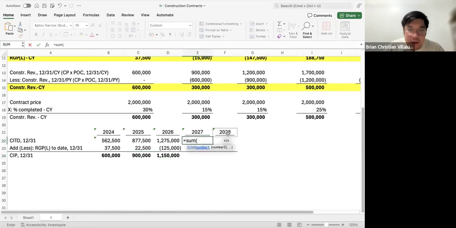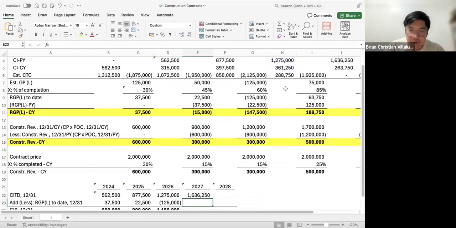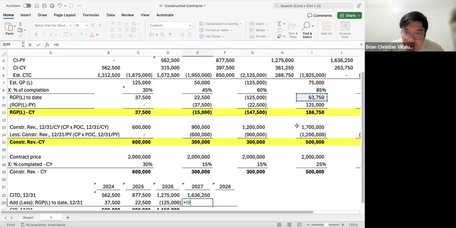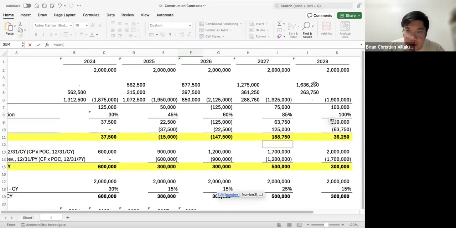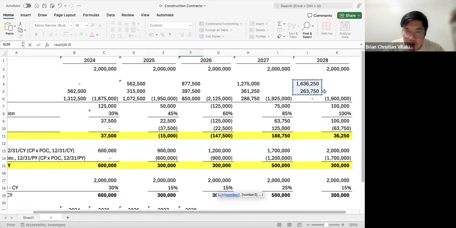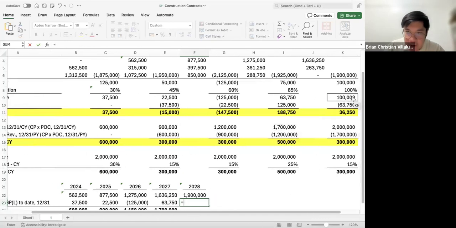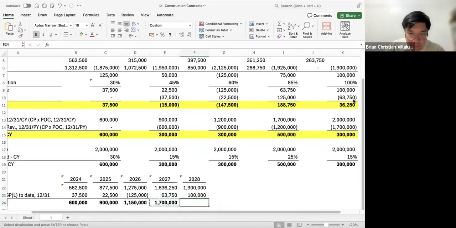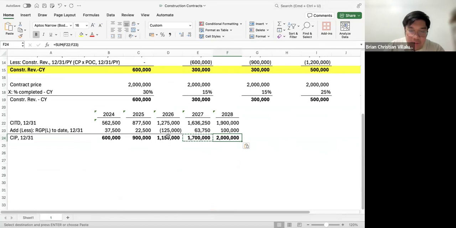Cost incurred to date December 31, 2027. Yan. Ganun lang, di ba? 63,750. You get 1.7 million. And finally, for 2028, CIPY plus CICY, 2028, then RGP or loss to date, 100,000. Okay? Yan. So, ganyan yung manner ng computation ng ating CIP December 31 each year.